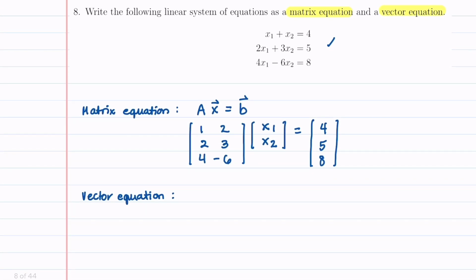Now let's go ahead and write our linear system as a vector equation. I think this one is always a little bit harder because you have to remember what the form of a vector equation looks like. So a vector equation looks like this. We have x1 times a1 plus x2 times a2 is equal to our right-hand side, b.